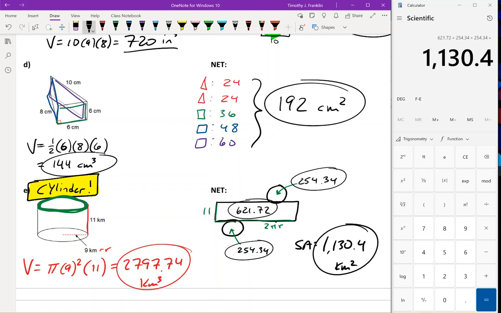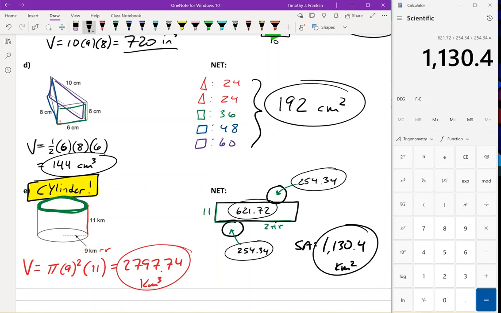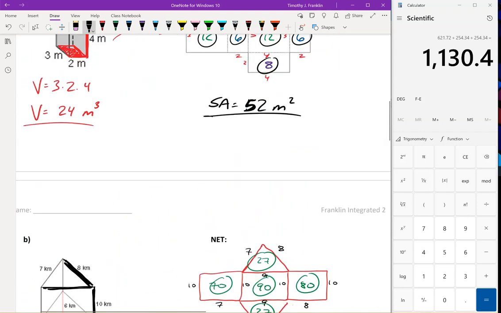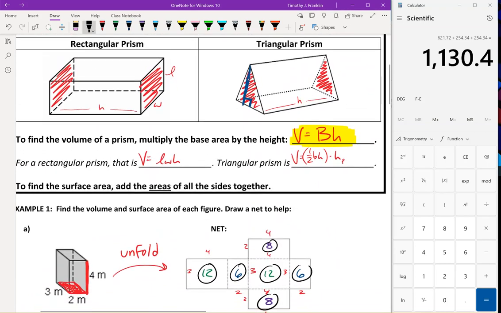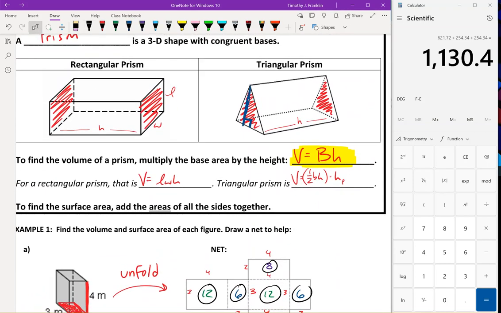Slightly trickier on the cylinder, just because you also have to use what you know about circumference to figure out the area of that long rectangle, but hopefully nothing you haven't seen before. So in general, the volume of a prism or cylinder is the area of the base times the height of the prism or cylinder. For surface area, simply add up all the areas of all the outside edges, and that gives you the total area of the surface of that figure.